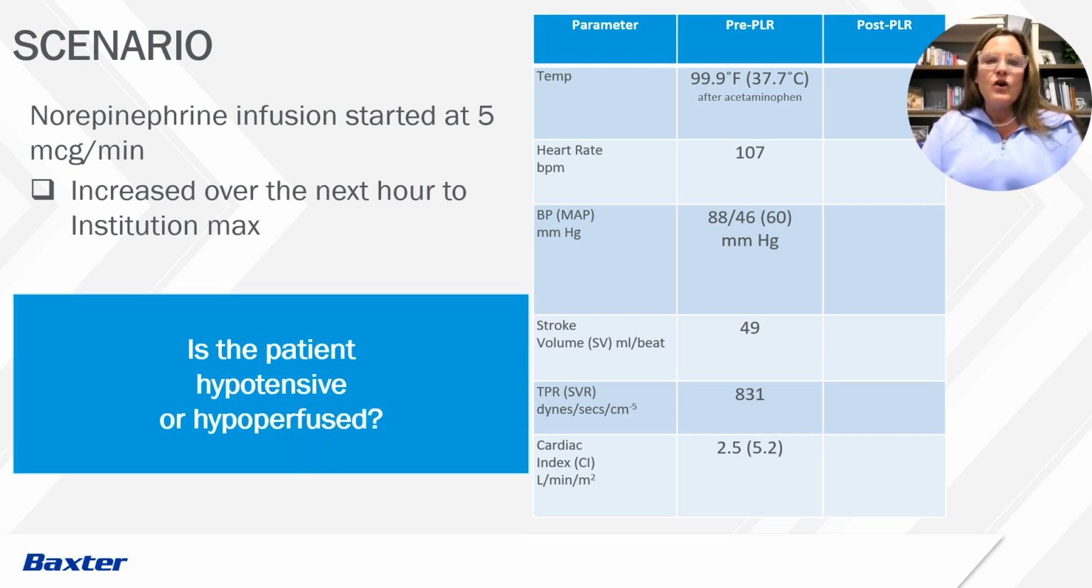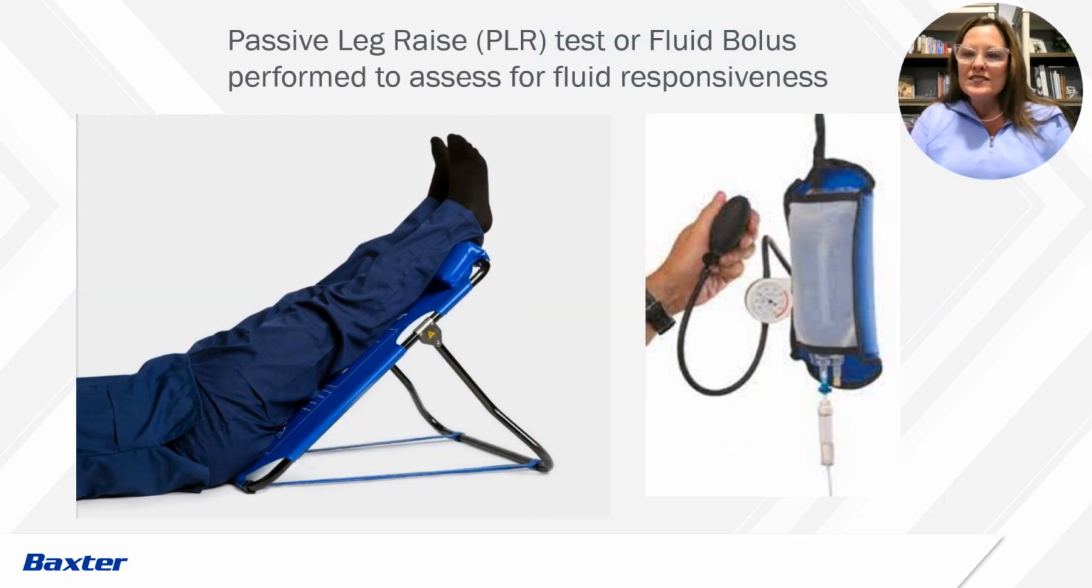All right, so our next question is: is this patient still hypotensive or hypoperfused? And the answer would be yes. Hopefully you said yes. Our mean arterial pressure is only 60, and this patient's stroke volume is still very low. So what does this patient deserve? A dynamic assessment. So we're going to do a dynamic assessment, whether that's a PLR or a bolus.